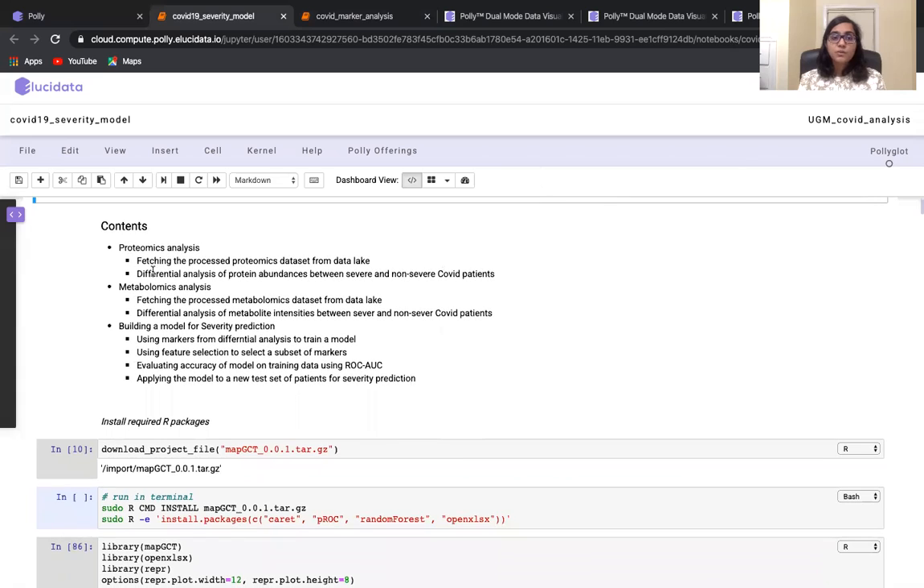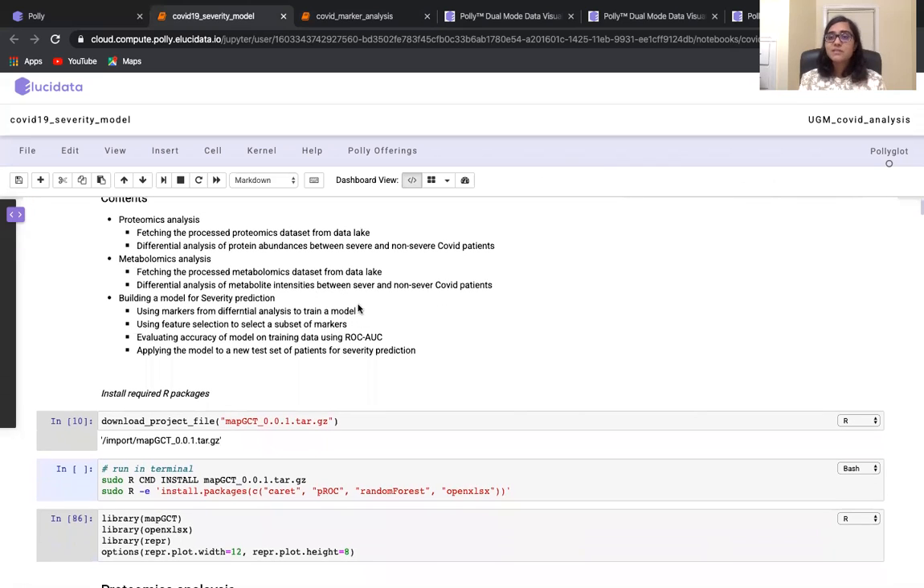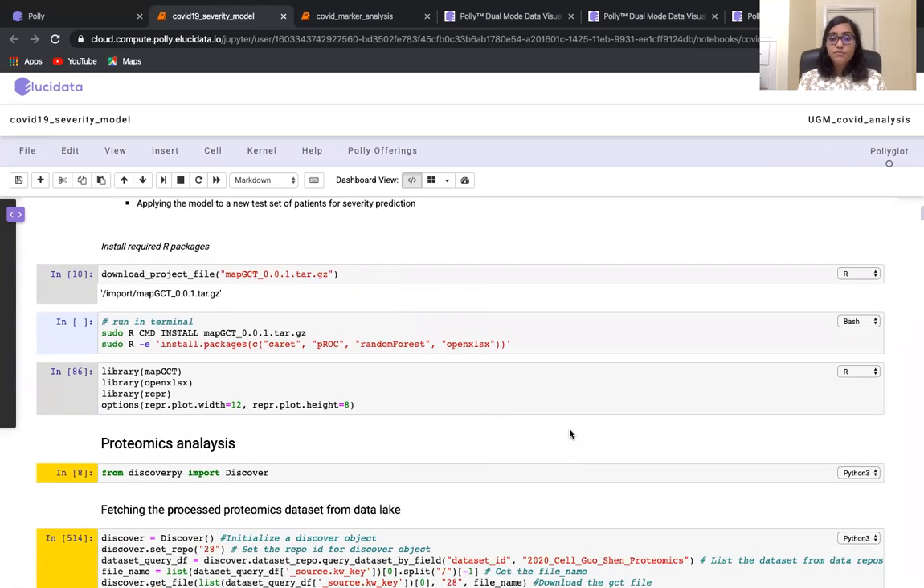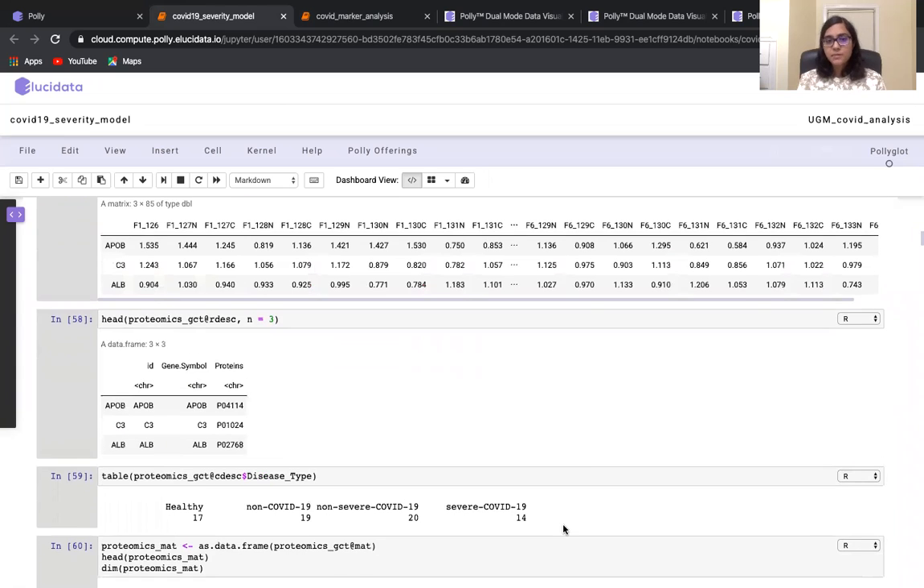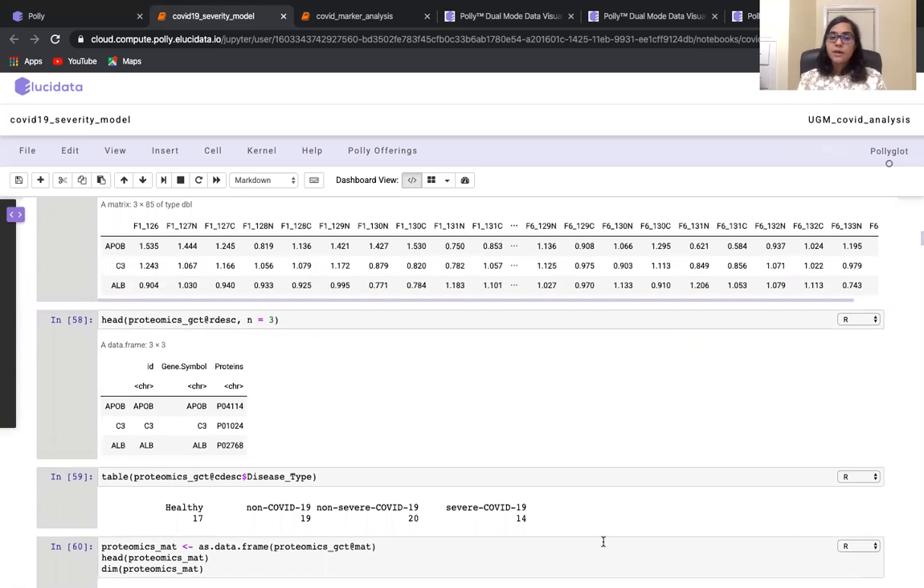So what we're doing here is we are fetching the processed proteomics and metabolomics data from one of the studies, and then we are building a model for severity prediction. Again, doing this is literally a few minutes job because the data are already cleaned, the metadata already have tags. So I'm not going to go into exact details of how the model was built. Suffice to say, we got the data from the data lake, both proteomics and the metabolomics on the same set of patients. These data sets, both proteomics and metabolomics, were put together.